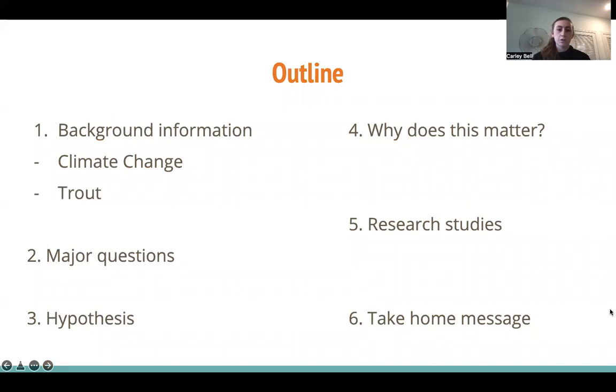So the first thing I want to do is go over an outline. There's going to be 6 main things in my presentation that I want to accomplish. And the first is to go over some background information to just define trout, define climate change, and talk about the specific characteristics that are going to be important to the presentation.